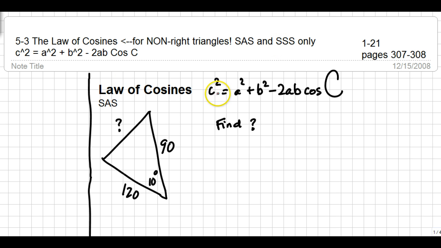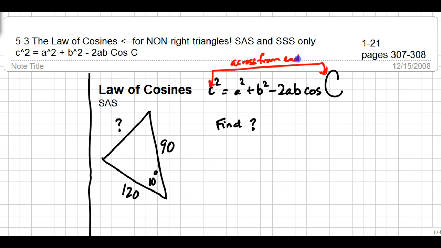The law of cosines itself resembles the Pythagorean theorem with a few extra pieces. So the law of cosines is little c squared equals a squared plus b squared minus 2ab times cosine of big C. Big C is labeled as a capital letter here because capital letters represent angles. Capital C is across from little c. Little c is the side across from big C. So make sure you make that clear in your notes. Big C and little c are across from each other.